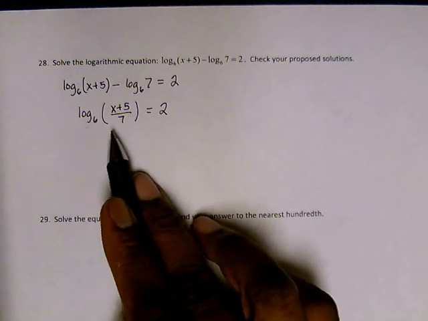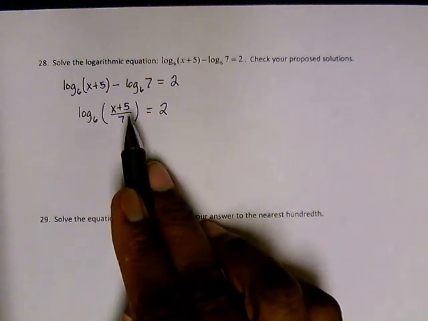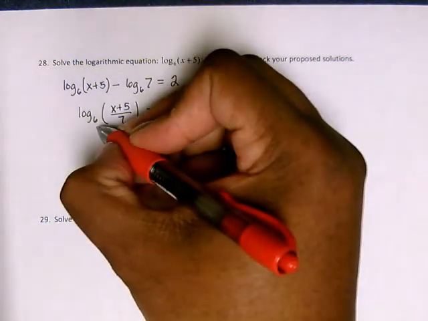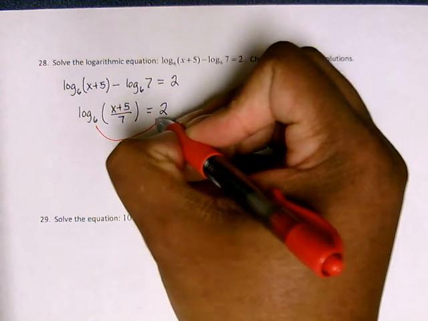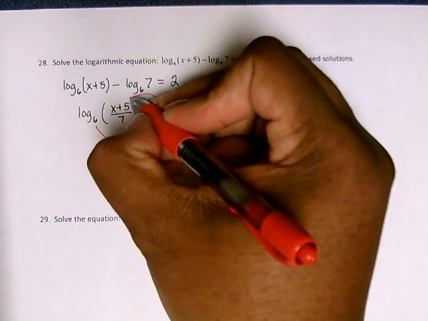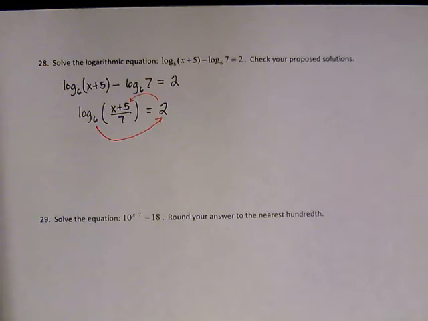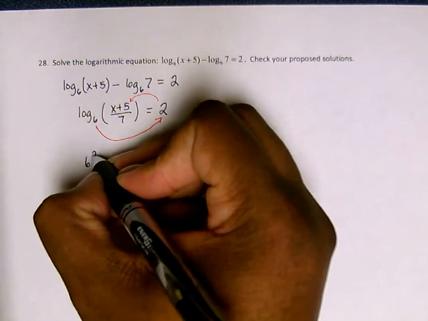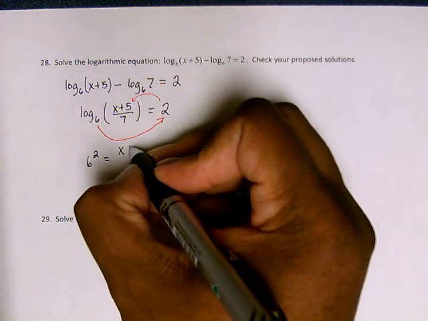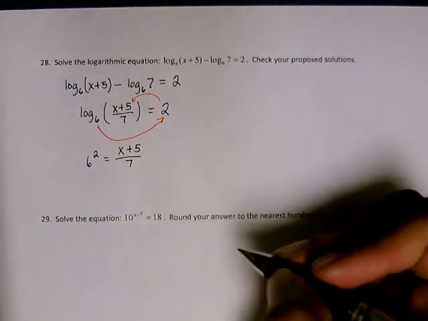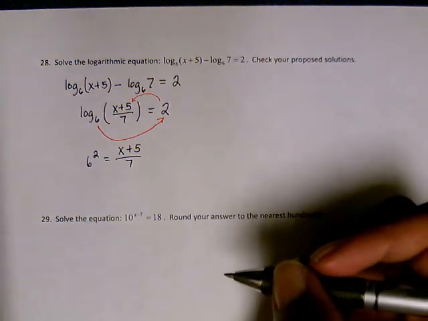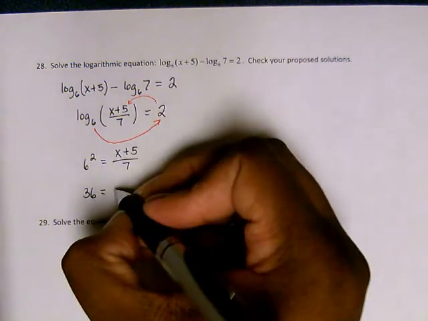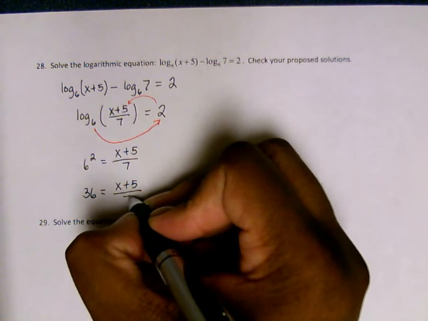Now, I only have the log on one side of the equation, so that means I need to convert this to an equivalent exponential form, meaning this base is your 6, the 2 will be your exponent for the 6, and that will be equal to the (x plus 5) over 7. So in this case, this will be written as 6 to the second equal to (x plus 5) over 7. Now let's simplify this. 6 squared, or 6 times 6, that's 36, is equal to (x plus 5) over 7.